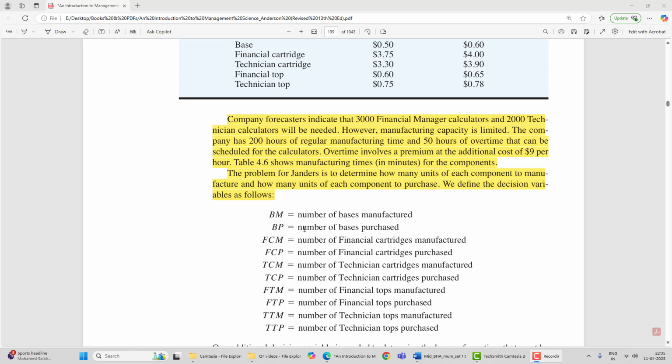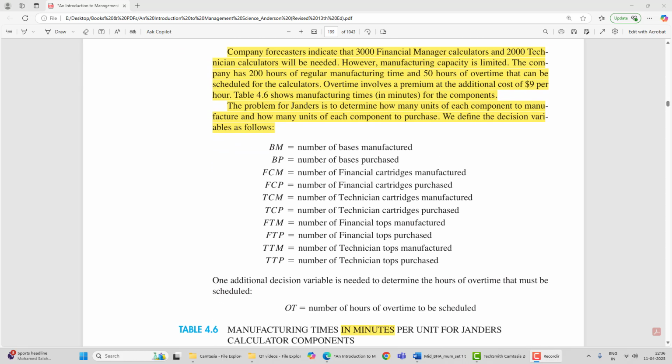So the variables will be declared like this: BM stands for number of bases manufactured, BP stands for number of bases purchased, FCM for financial cartridges manufactured, FCP financial cartridges purchased, TCM technician cartridges manufactured, TCP technician cartridges purchased, FTM financial top manufactured, FTP financial top purchased, then TTM technician top manufactured and TTP technician top purchased. So these are our variables, and let OT be the number of hours of overtime to be scheduled.